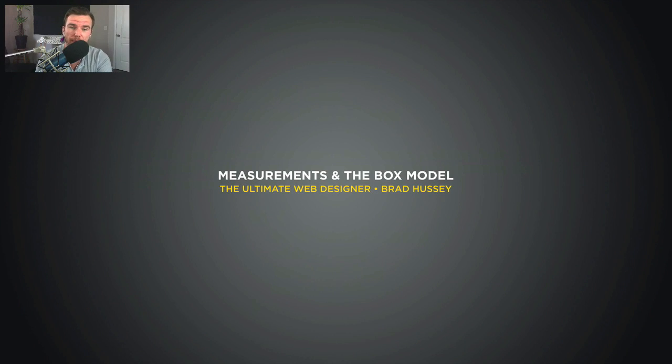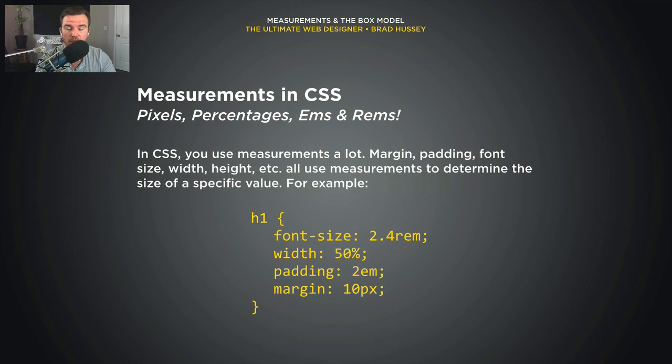All right, let's talk a little bit about some measurements and the box model. In CSS, you use measurements a lot: margin, padding, font size, width, height, etc. All use measurements to determine the size of a specific value. For example, in this selector here, we have the level 1 heading being selected, and we have a series of styles. So we have font size that has 2.4 rem, width is 50%, padding 2em, margin 10 pixels. So all of these are using measurements.